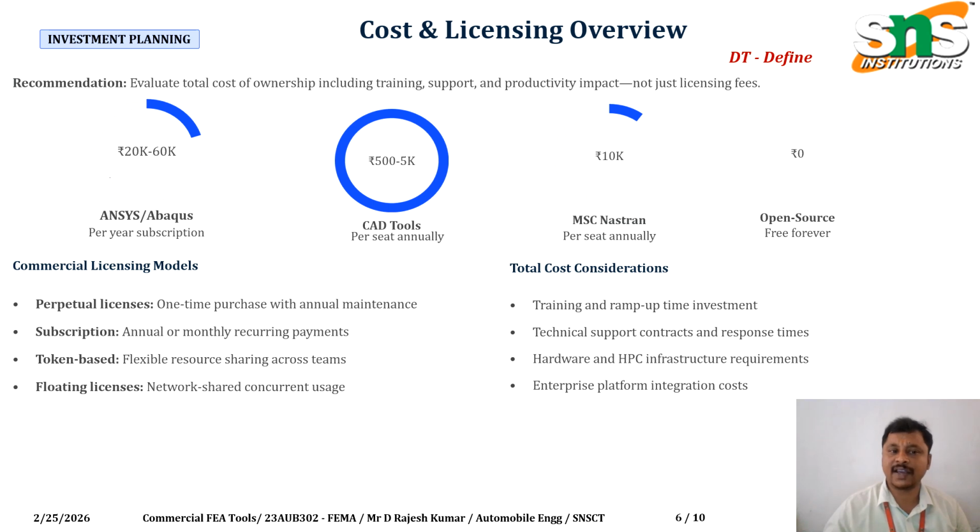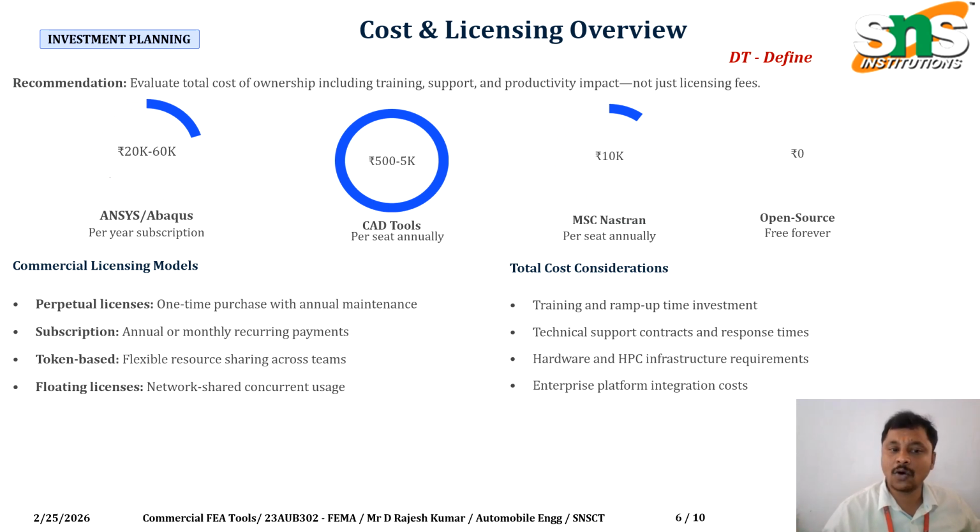And the licensing, you can see Abaqus, CAD tools, MSC Nastran, right? So the licensing depends upon the application, the number of user IDs, and the duration of the license requirement, and the software cost may vary, right? So here in the commercial licensing model, you can see perpetual license can be a key feature, right? So it is a one-time purchase with annual maintenance, and you can subscribe annually or monthly according to your payment method or policy, right?